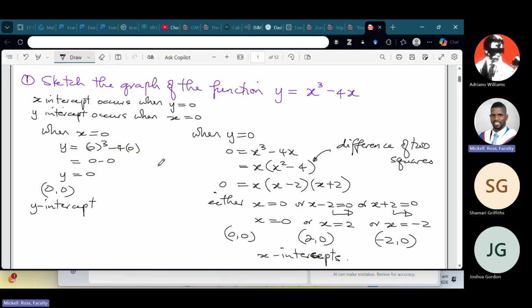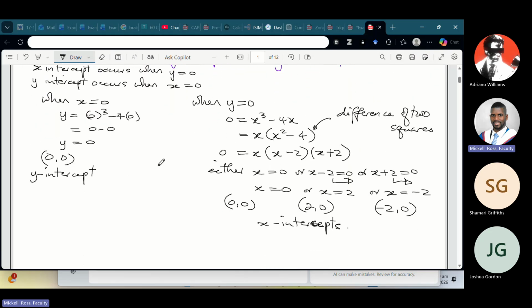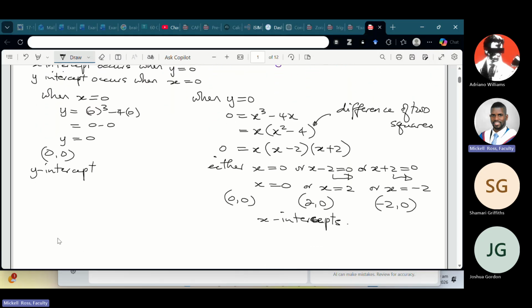One of the next things that we're going to look at is the turning point, or the stationary point. I think they use stationary point here. Yes, the stationary point, which is the same thing as the turning point.